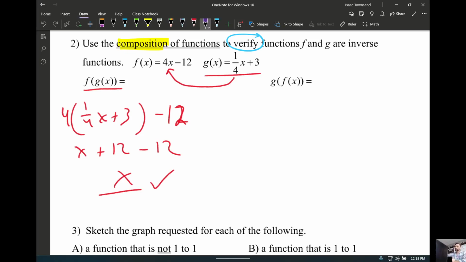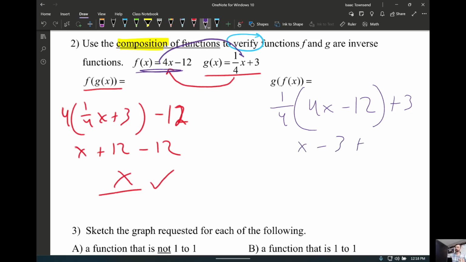And you need to go the other direction. So you need to plug f into g. So instead of 1/4 x plus 3, it's 1/4 f of x plus 3. So I would need to see that. Distribute the 4th, and then undo the minus 3 with the plus 3. That's the only way to prove or verify that they're inverses of each other.